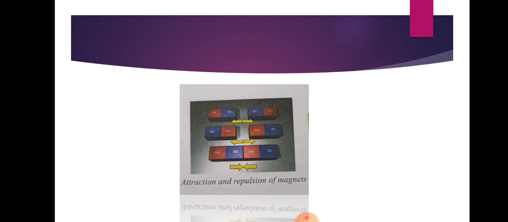Like in this case, we can see that in the first case, when the south poles of the two different magnets are brought together, they repel each other. Similarly, when the north poles are brought together, they repel each other. But in the final one, when the south pole of one magnet was brought close to the north pole of another magnet, they attract each other. So in this way, we understand that the similar poles of two different magnets will always repel each other. They will always move away from one another, whereas the dissimilar poles will attract each other.